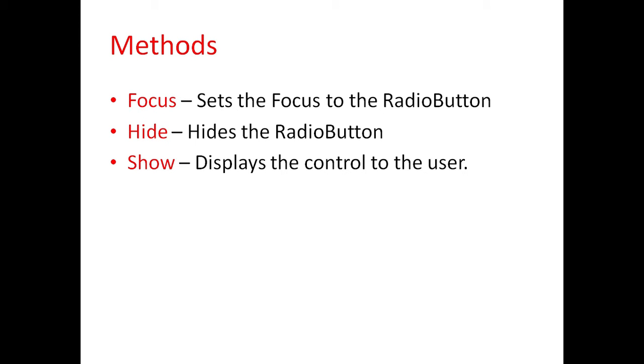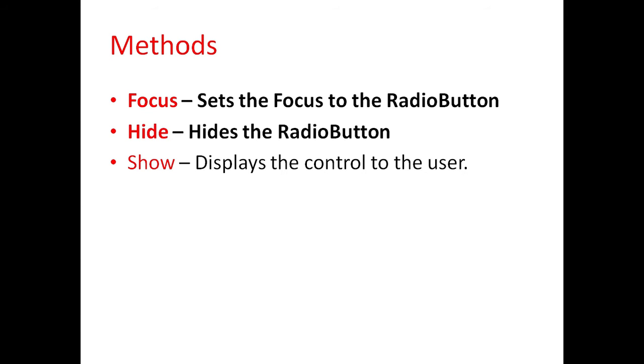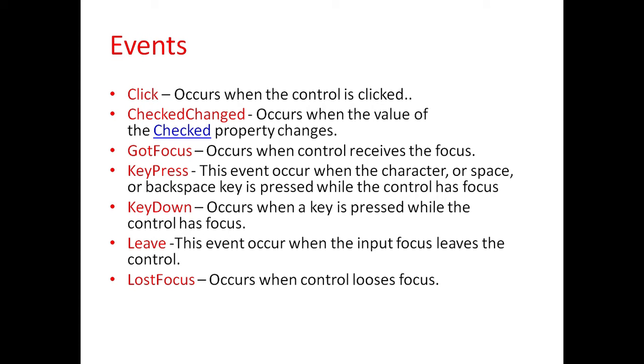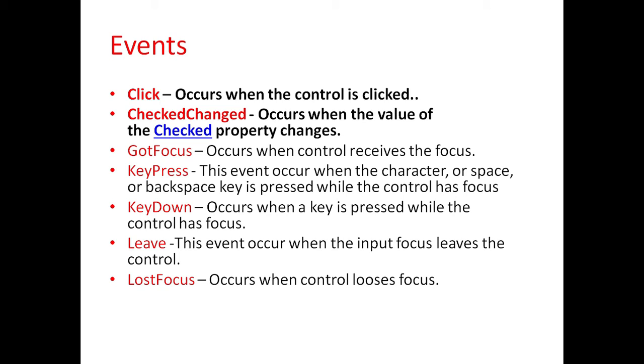Different methods for radio buttons are: focus, which is used to set the focus of the radio button. Hide method is used to hide the radio button. Show method is used to display the control to the user. Different events for radio buttons are: first is click, which occurs when the control is clicked. Checked changed occurs when the value of the checked property changes.